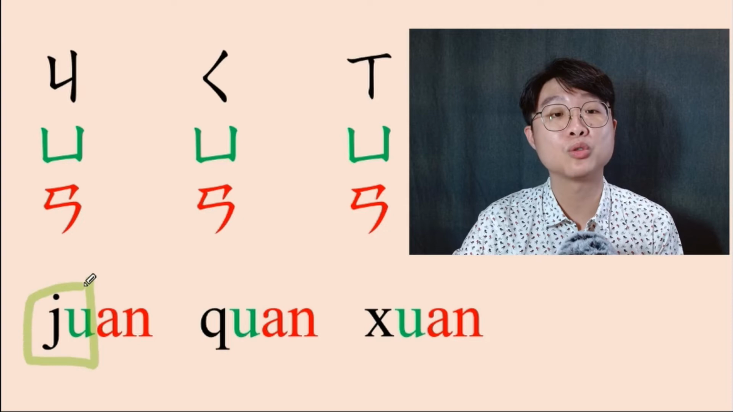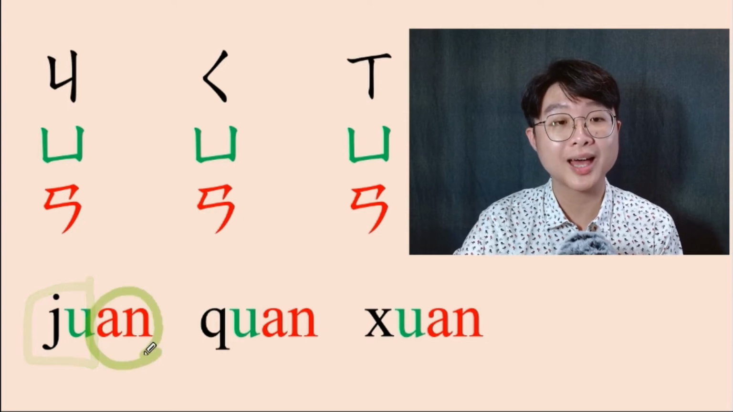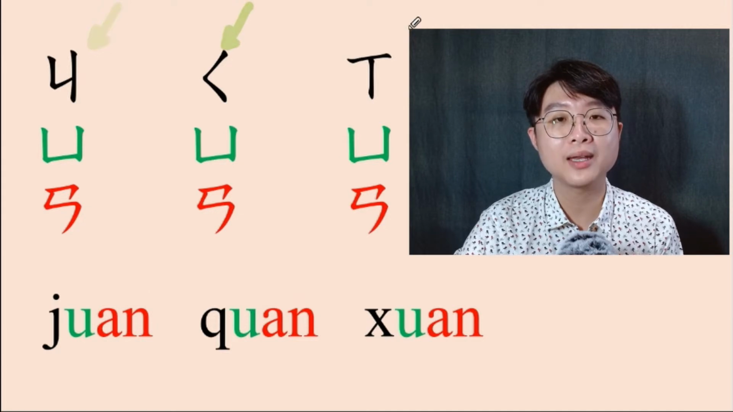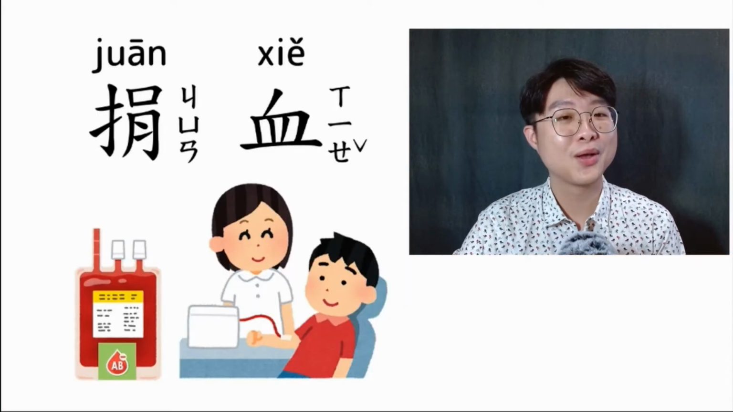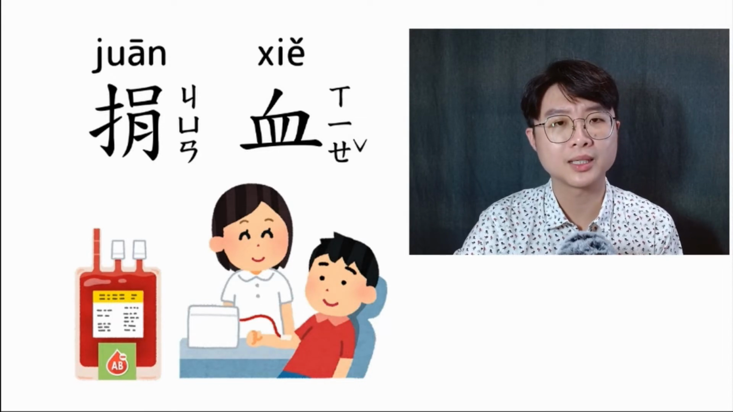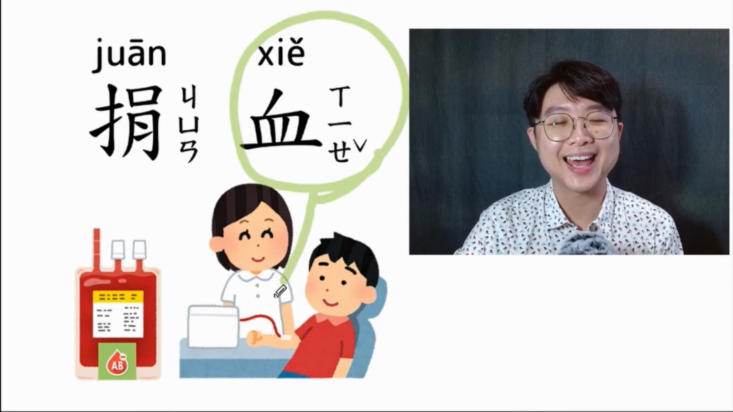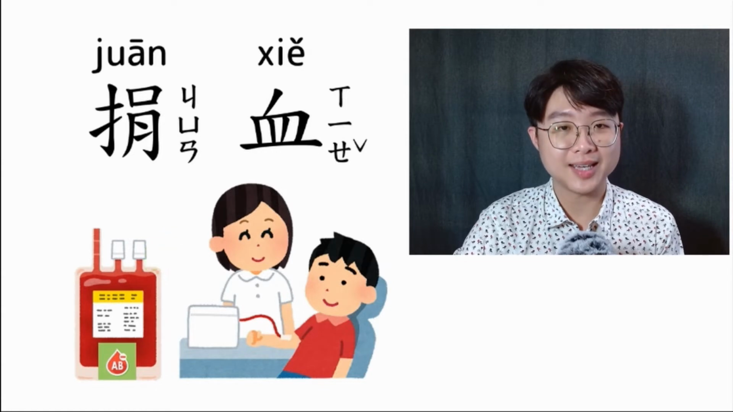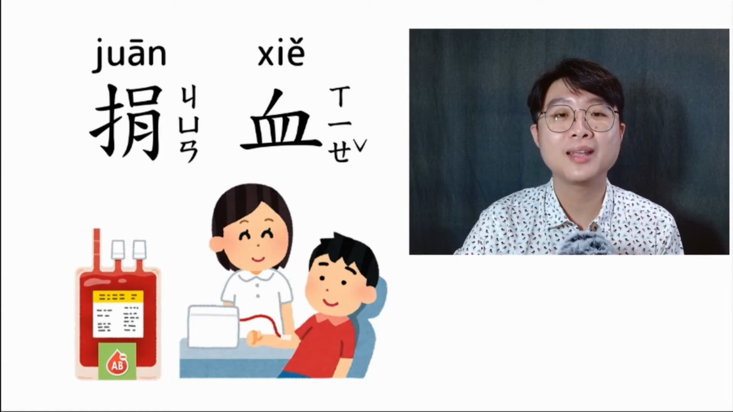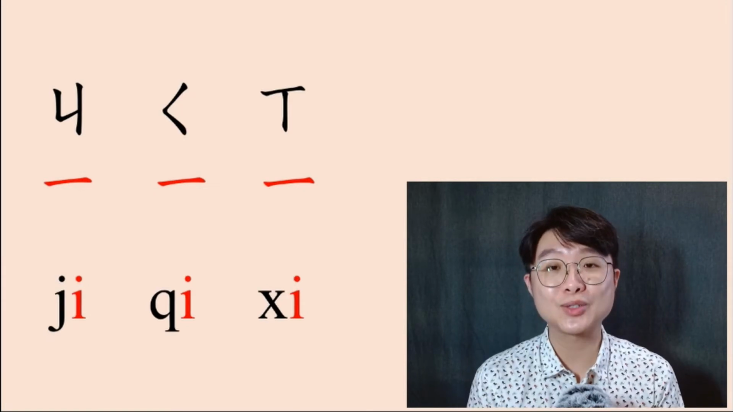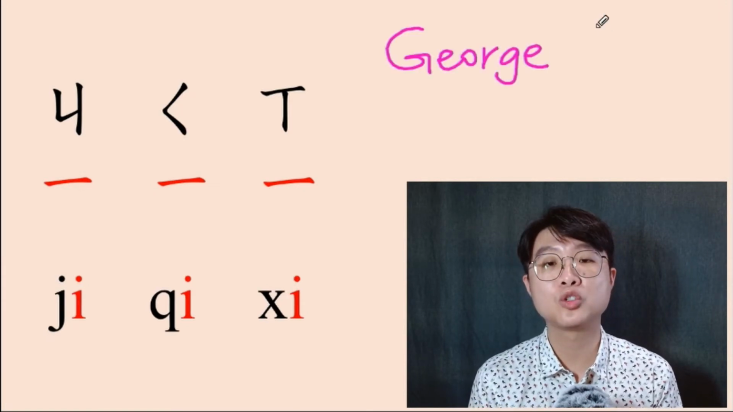The same combination, ju, chu, shu, go with an, juan, chuan, xuan. For example, have you ever donated your blood? How to say blood? 血, 血. So donating your blood is 捐血, 捐血.